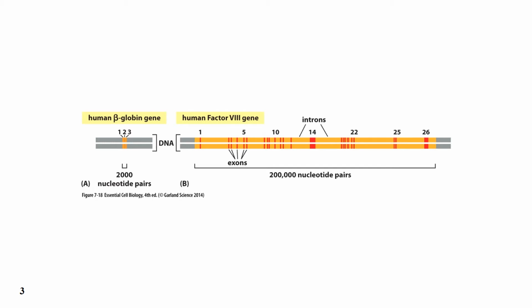All eukaryotic genes that I'm aware of contain both exons and introns. However, the relative number of introns and exons is not always the same. Here we see two human genes. The beta-globin gene has 3 exons that ultimately will be spliced together, and the gene itself is quite small. Compare that to the human factor VIII gene that is quite large, 200,000 nucleotides, and within those 200,000 nucleotides, 26 different exons that ultimately will be spliced together to create the mature mRNA.